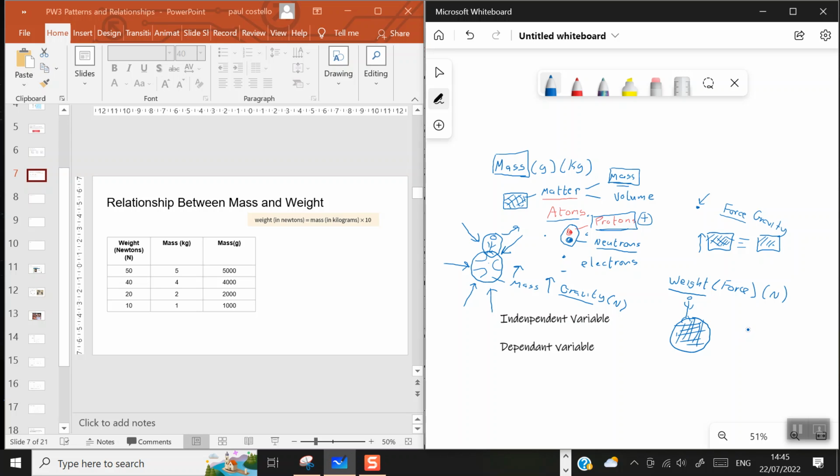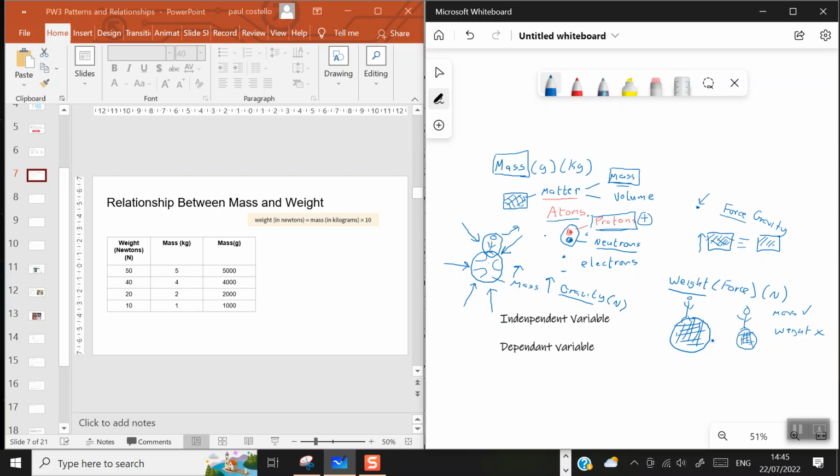Now, if you were to take yourself and somehow get to the moon, and you were to stand on the moon, for example, your mass is the same. Your mass is going to be the same, but your weight is not going to be the same. You're going to be lighter. In other words, there's not going to be as strong a force of gravity acting on your body.